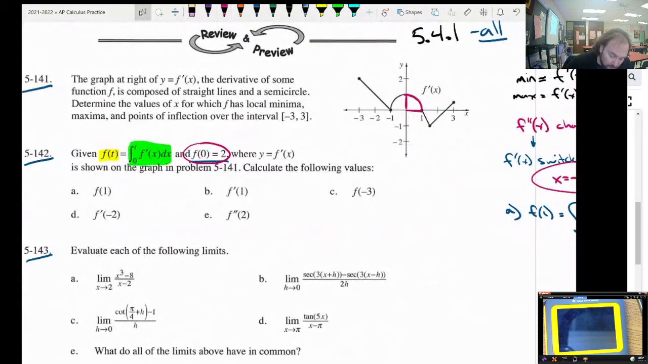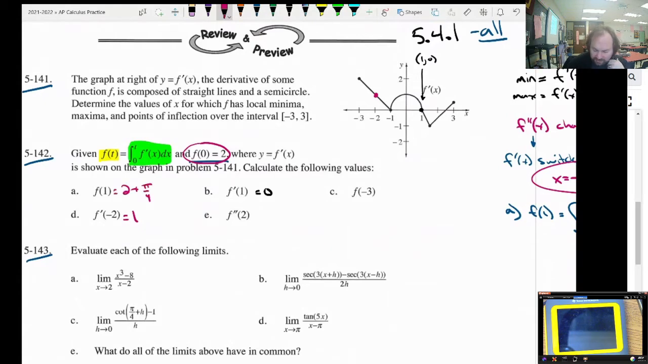Question B, f prime of 1 is really easy to get because all we're doing is looking at the graph and figuring out what the y value is there. That's just 0. That is literally the point on f prime, (1, 0). So that's just 0. F of negative 3 is, well, you know what we should also do is knock out D right now because it's asking the same thing. What's f prime of negative 2? Looks like about 1 to me. That was good. Okay, we'll knock those two out right away. This one was 2 plus pi over 4.